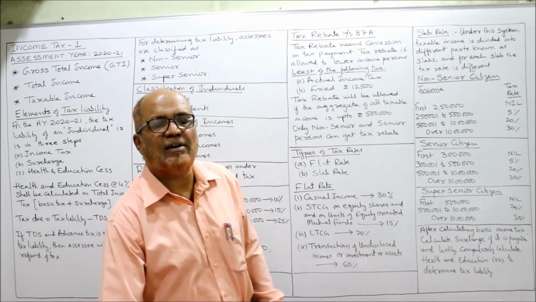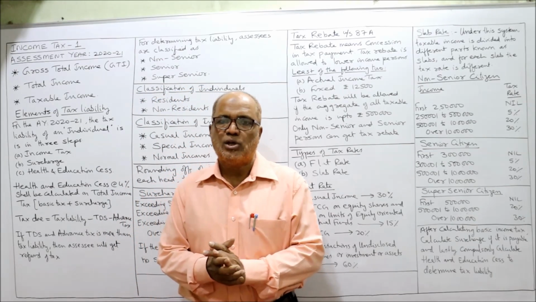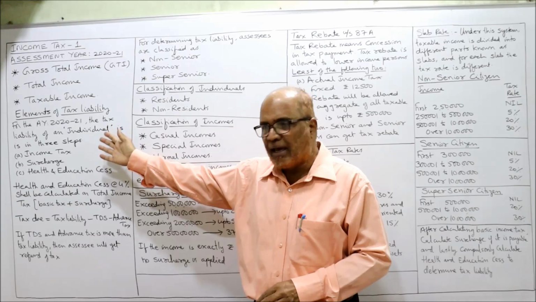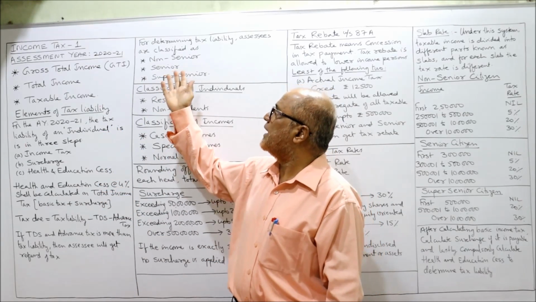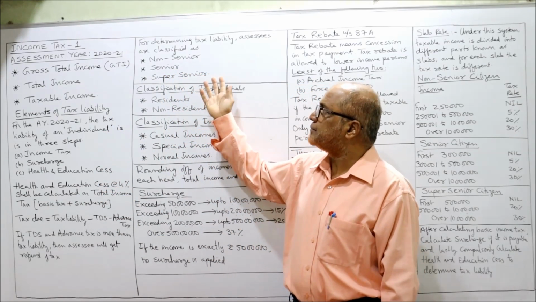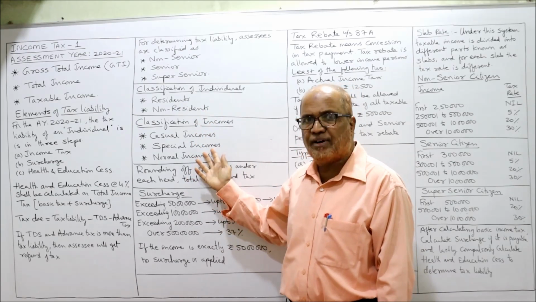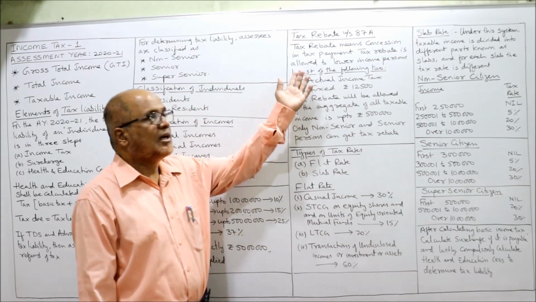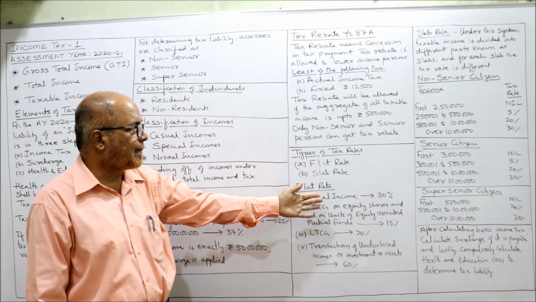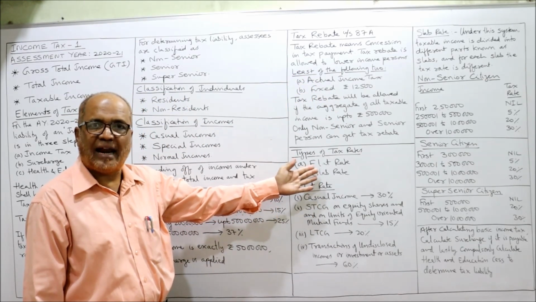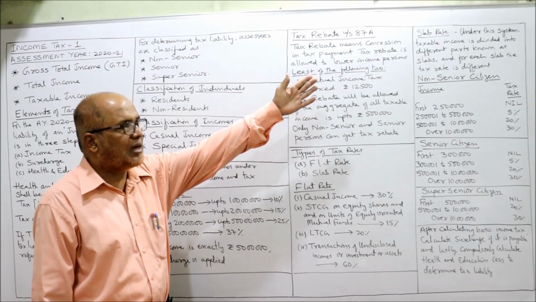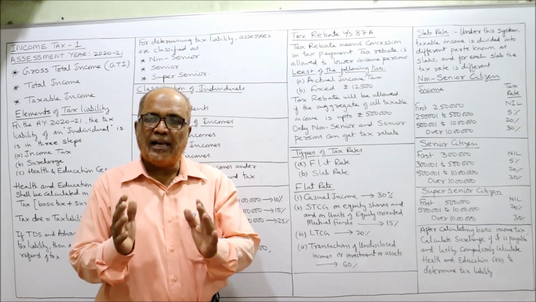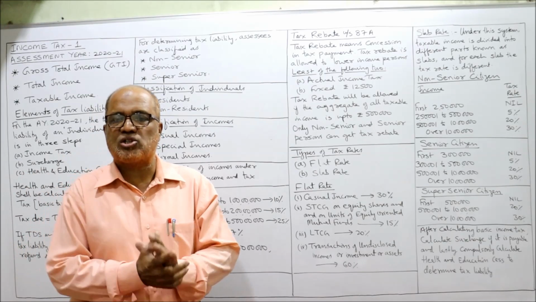So these are the provisions I have explained in this video. I have explained gross total income, taxable income, elements of tax. Then I have explained the tax liability and residence, different types of incomes. Then surcharge. What are the rules regarding surcharge? Tax rebate under section 87A. Types of tax rates, flat rate, slab rate, and what are the different slabs for different types of assessees. I'll continue the same introduction in the next video.